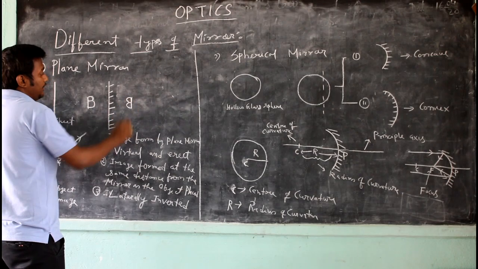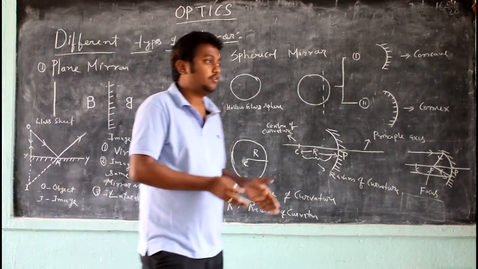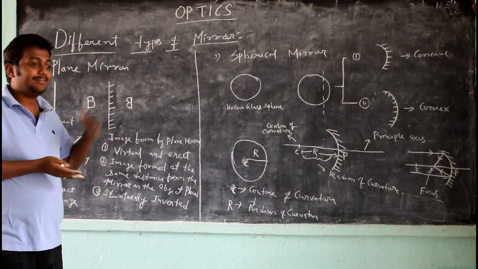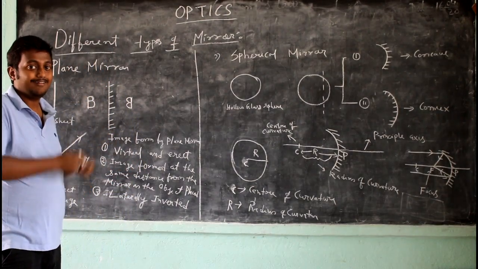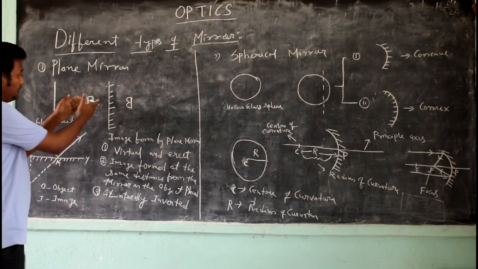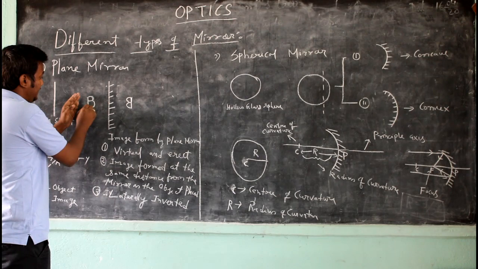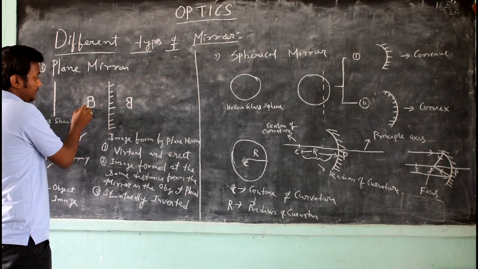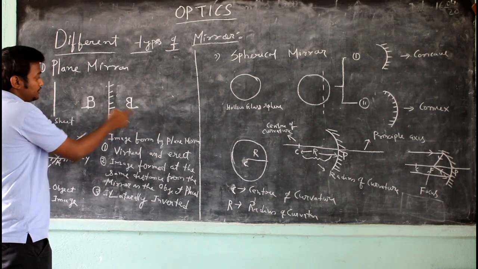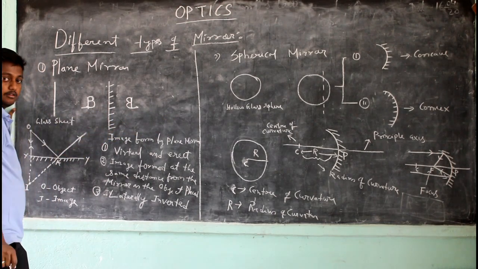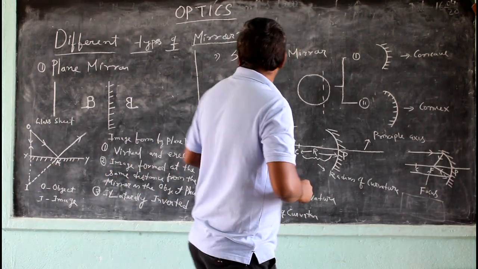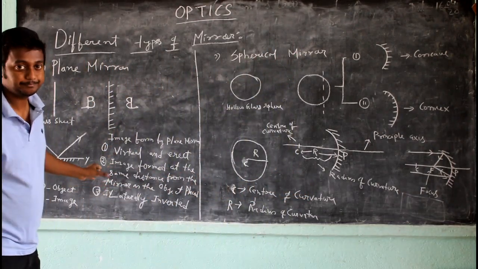Okay, that means your left side will be the right side of the image and your right side will be the left side in the image. That is called laterally inverted. Here you can see this side is the left side, and in the image this side is the right side. So this is called laterally inverted. That's how an image is formed in the plane mirror.